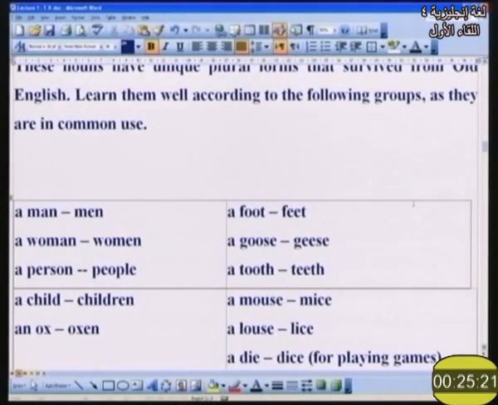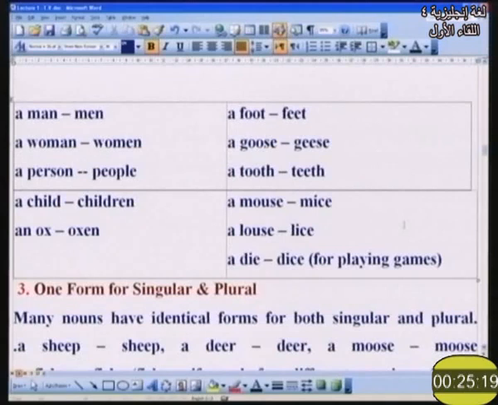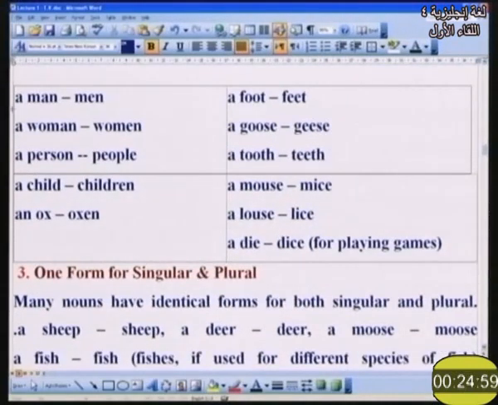One group of them is related to people. A man, men. A woman becomes women. A person becomes people, although some people say persons. Okay? In man and woman, what happens is that the A in the middle changes to an E. It becomes men, women.